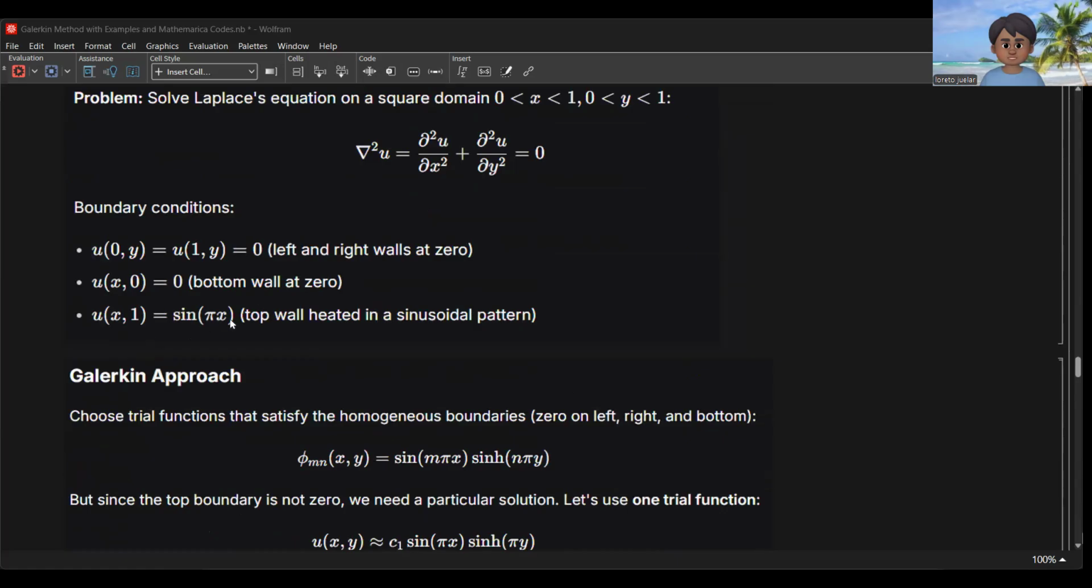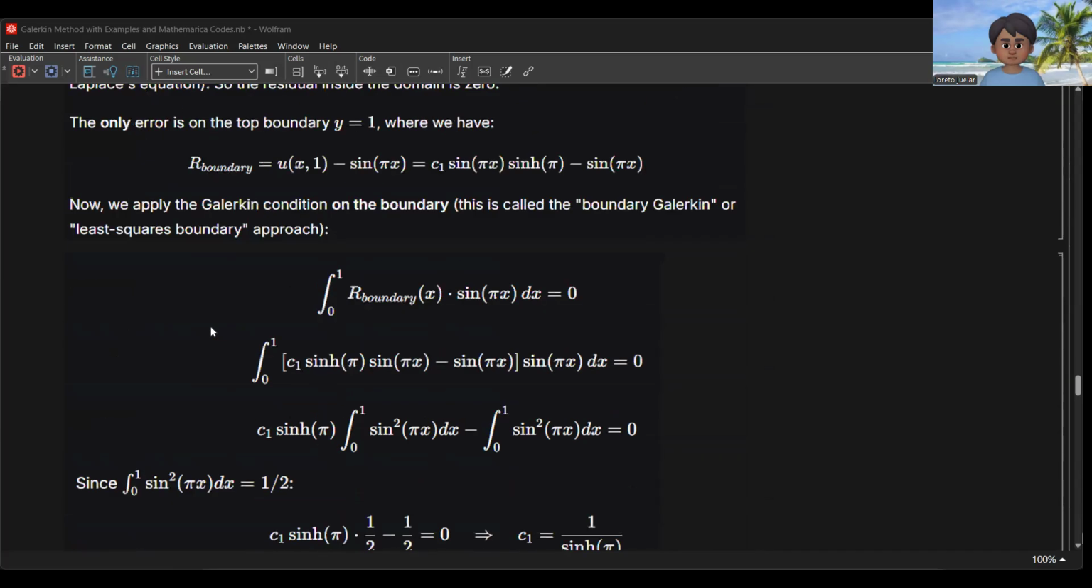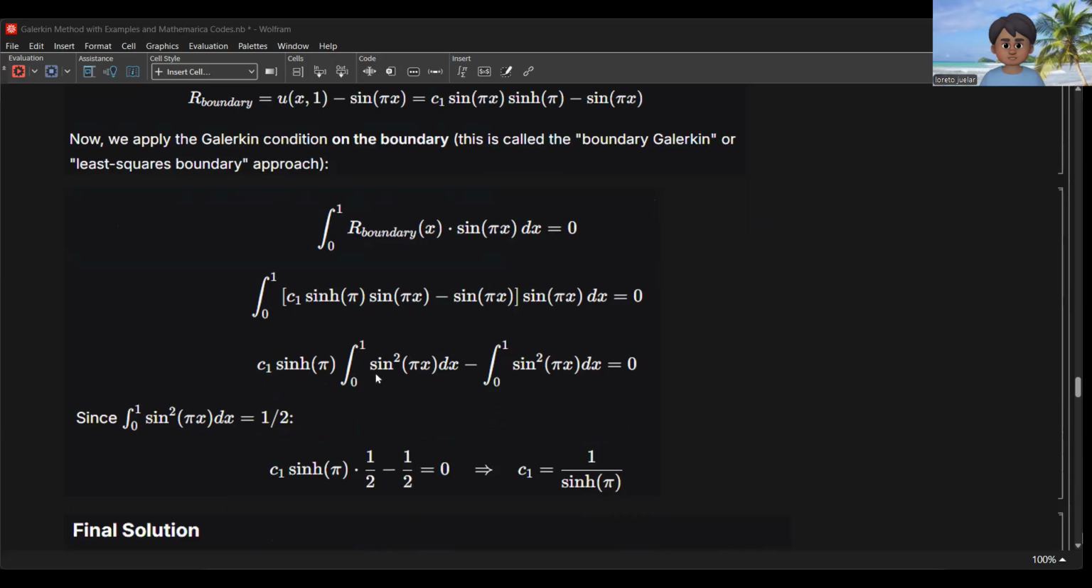So this is the exact expression for the function. By substitution here, R is equal to this times sine pi x, equal to 0. By simplifying this one, we have the integral from 0 to 1 of the square of sine pi x dx, and this one also, the integral from 0 to 1 of negative sine squared pi x dx, equal to 0.